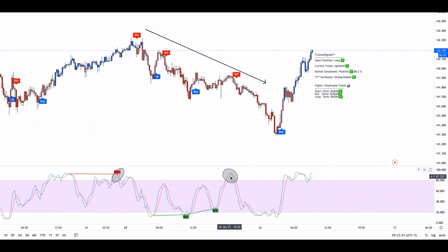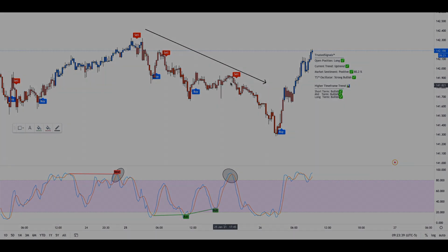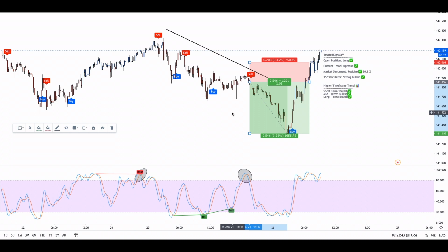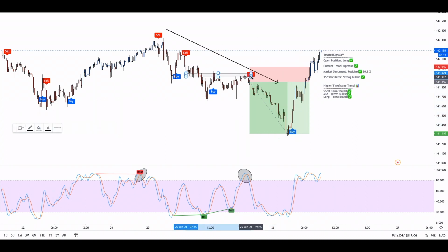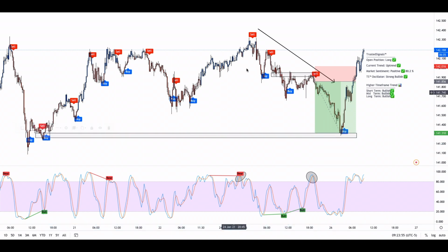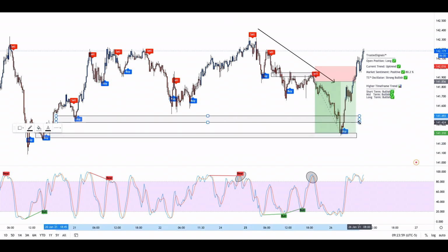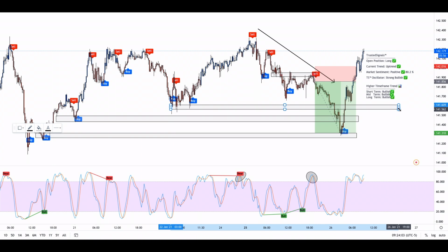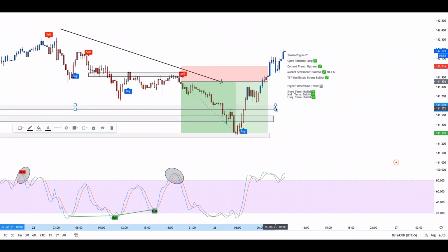on the Stochastic RSI. We take an entry though with our stops just above the level of resistance, and our take profits can be our previous levels of support. You could also wait for a sell signal from TrustedSignals, for added confirmation. As you can see, we follow all of our rules and we have a winning trade.